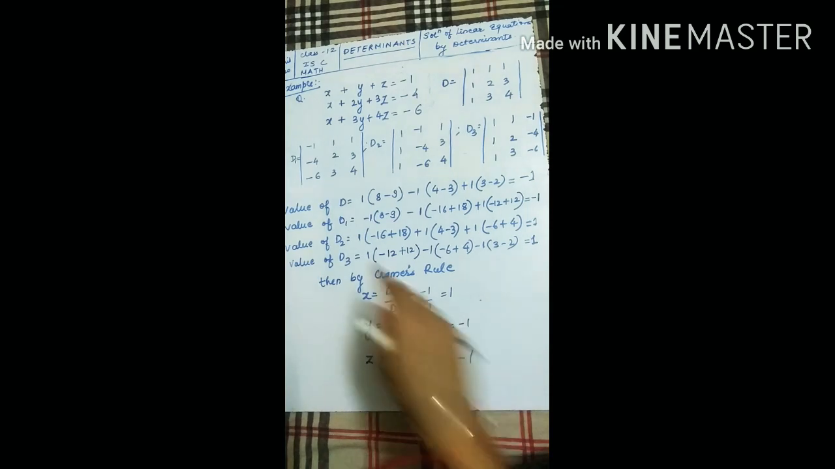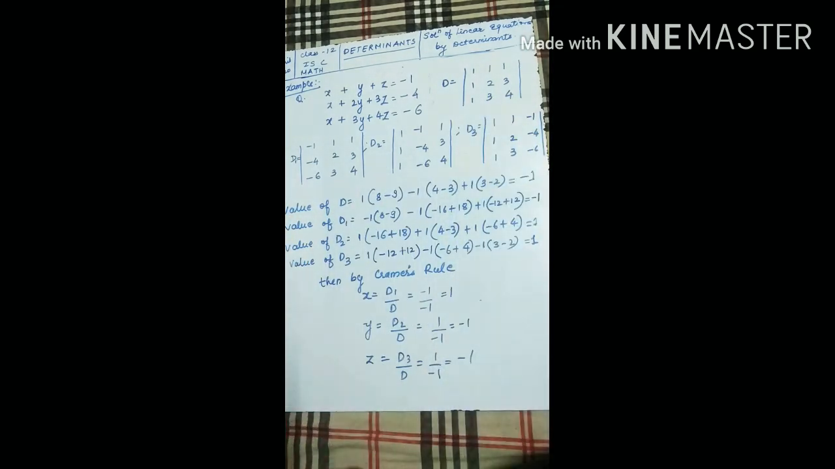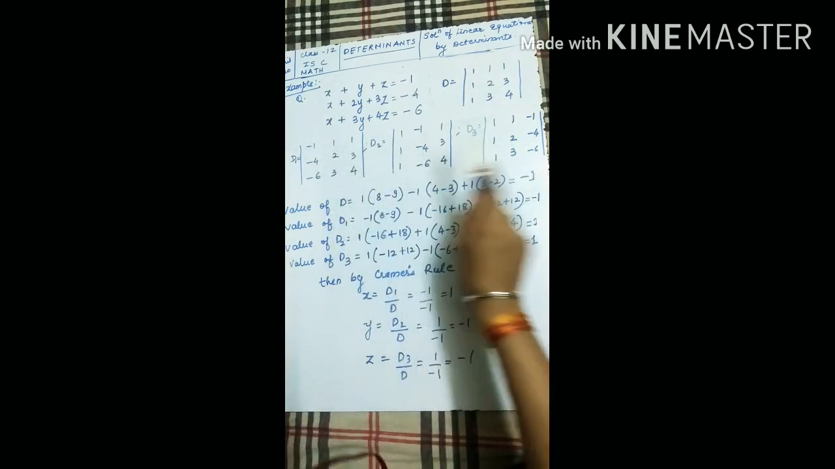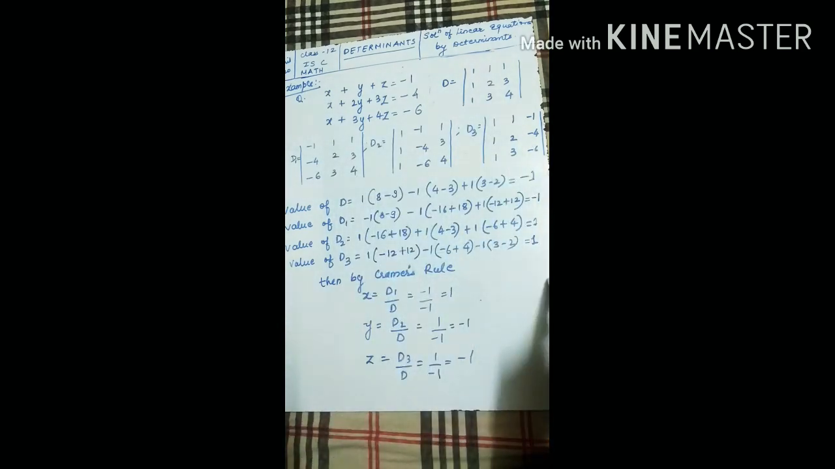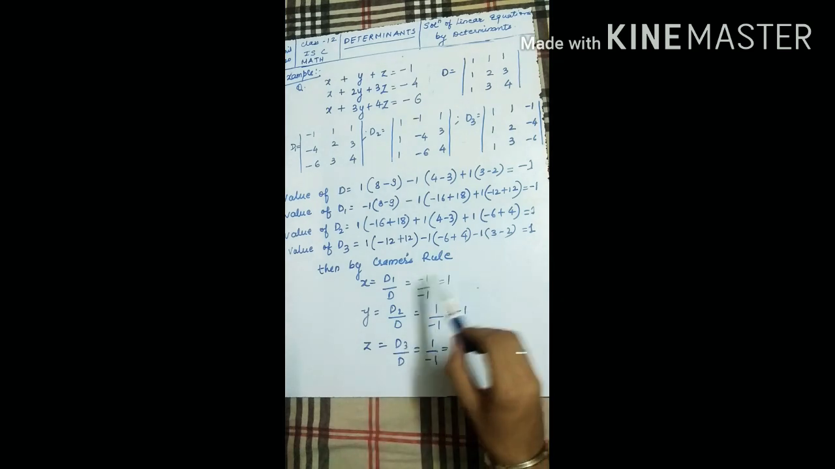Then we find the value of d. What will be the value of d? By using the determinant method that we have discussed before: take any row or column, expand with respect to that, and get the values. I have written here the values of d, d1, d2, d3. Then by Cramer's rule, x is d1 upon d, y is d2 upon d, z is d3 upon d. We got the values of x, y, z.